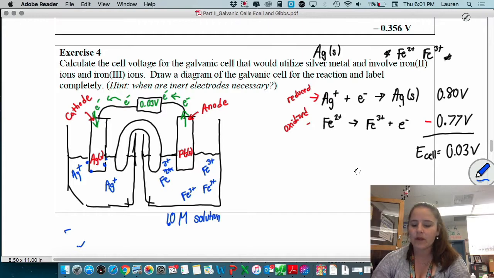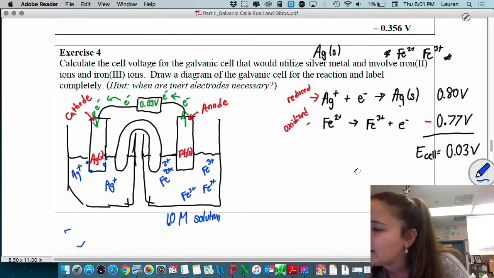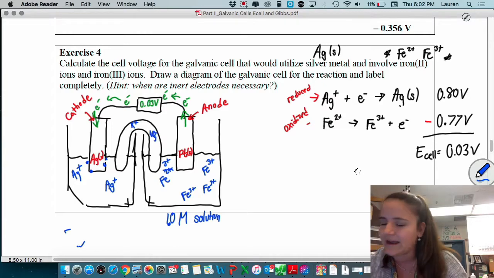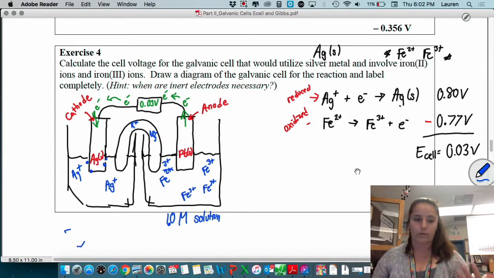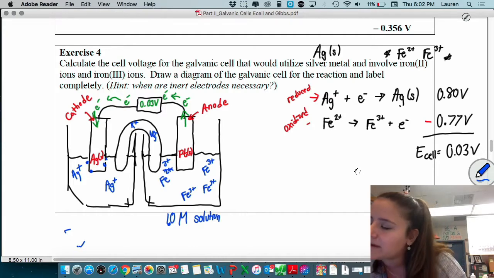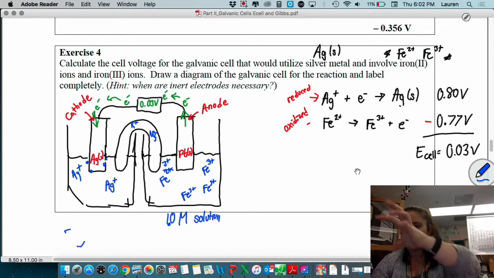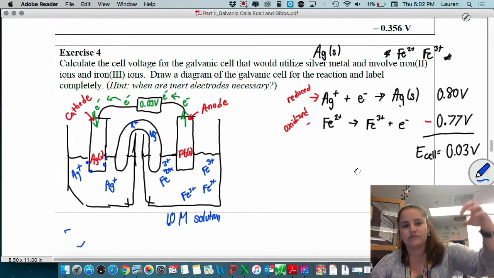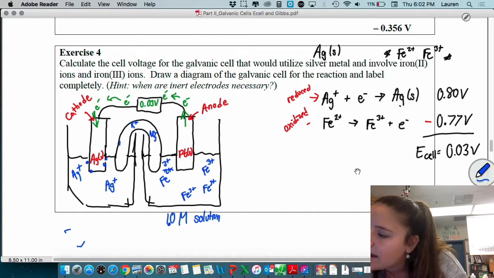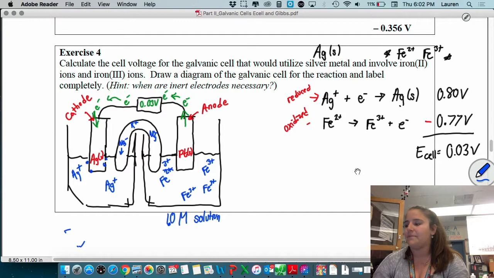Now let's talk a little bit about what's going on in the salt bridge. Our salt bridges are typically K+ ions and NO3- ions because both of those things always dissolve in solution. They're not actually reacting. But in this one, because we are on the cathode side, we are removing positive charge. So our NO3- is going to be coming in to fix that.